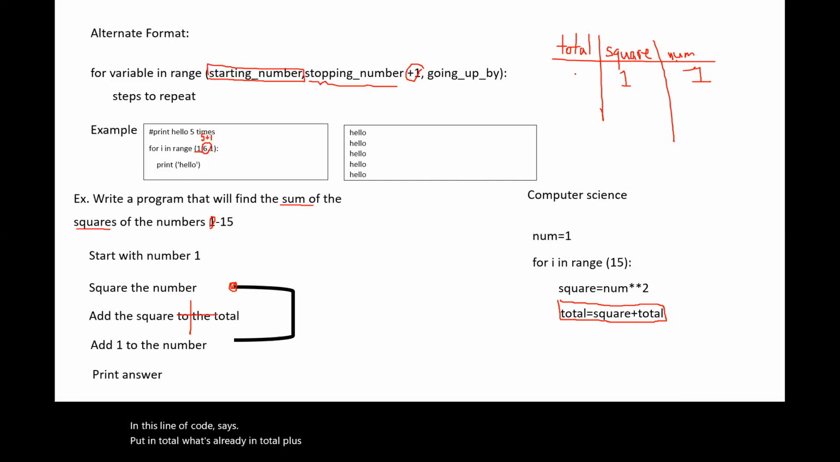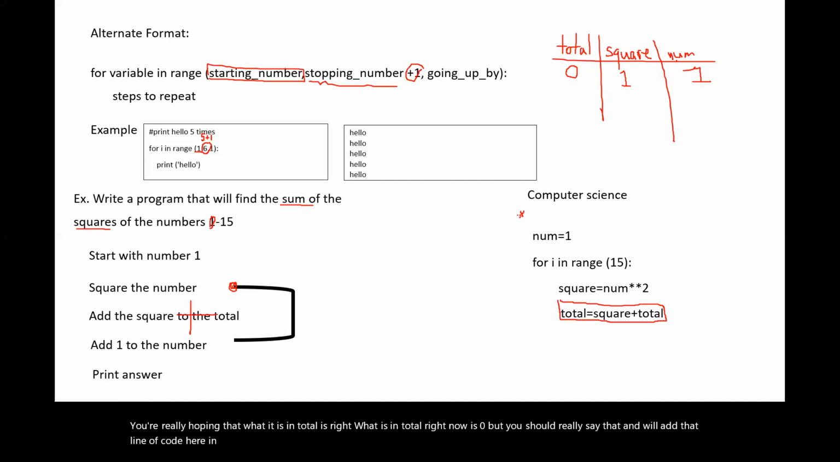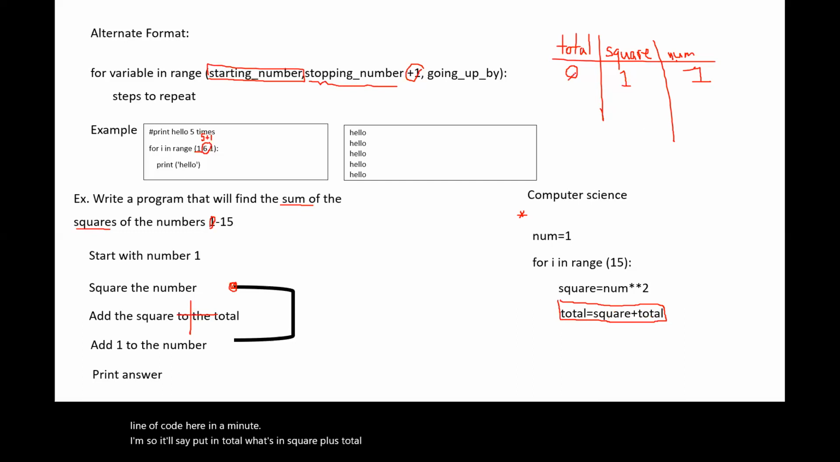And what is in total right now? You're really hoping that what is in total is right. What is in total right now is 0, but you should really say that, and we'll add that line of code here in a minute. So it'll say, put in total what's in square plus total. So square plus total, that will then become the number 1.